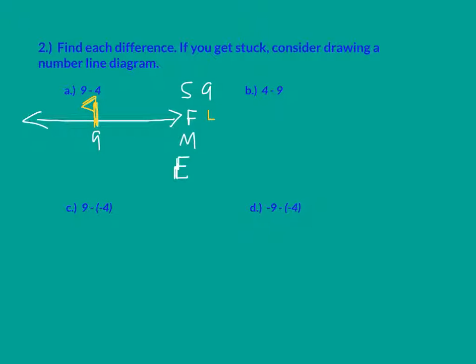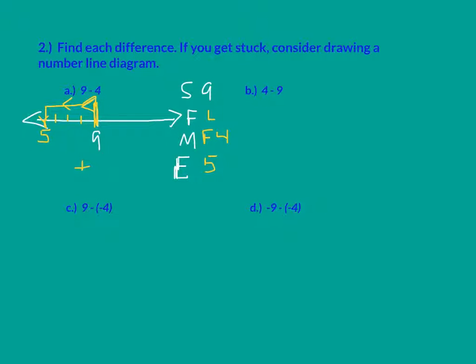And it's a positive 4, so therefore I'm going to move forward, which means I'm going in this direction, and I go 4 places. So if I go 4 places, forward, forward, 4, I go 9, 8, 7, 6, 5. So I would end at 5. So the answer here would be positive 5.